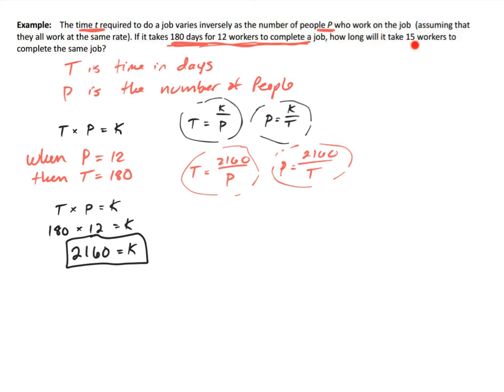And now we can address this problem. How long will it take 15 workers to complete the same job? So in that problem, p is equal to 15. There are now 15 workers. So if I plug 15 into either one of my newly found formulas, I should be able to find an equivalent time. So I'm going to plug that into this formula. I know the number of people working is 15. So now when I take 2,160 and divide it by 15, the quotient is 144. It will take 144 days.